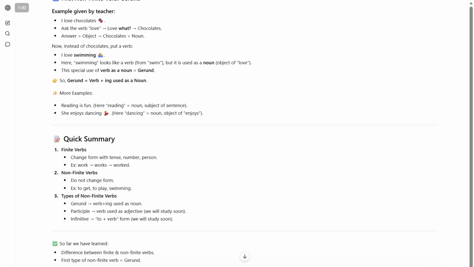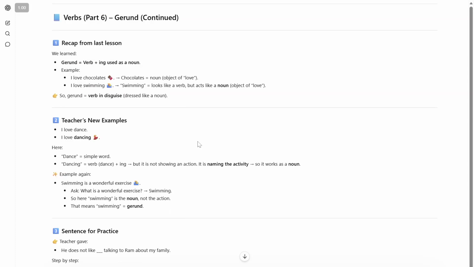So far, we have learned the difference between finite and non-finite verbs. First type of non-finite verb equals gerund. Gerund, continued. Recap from last lesson. We learned gerund, verb plus ing used as a noun. Example, I love chocolates. Chocolates equals noun, object of love. I love swimming. Swimming looks like a verb but acts like a noun, object of love. So gerund equals verb in disguise, dressed like a noun.